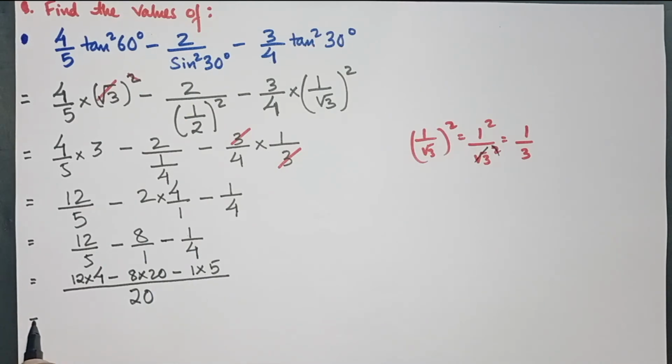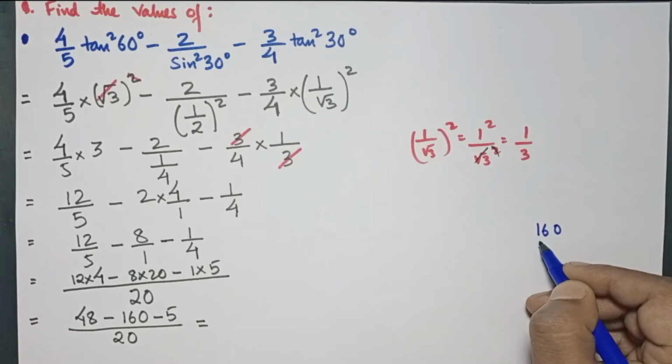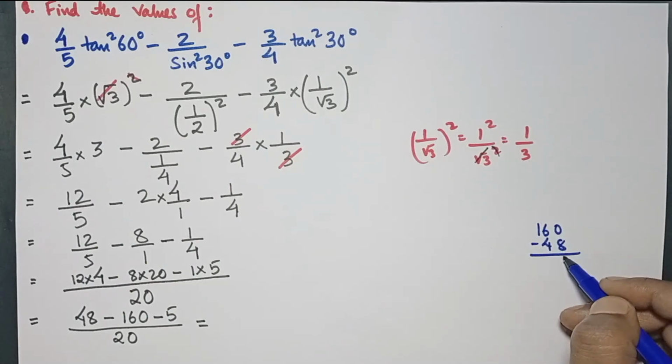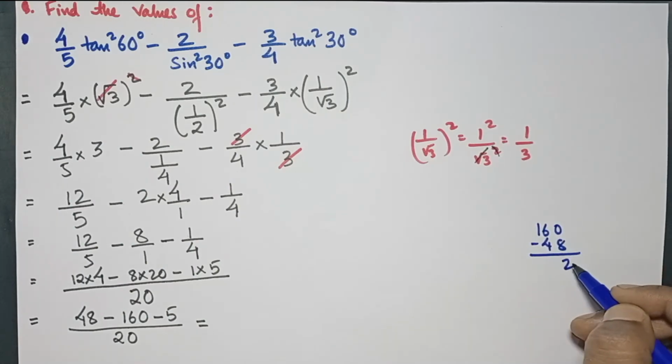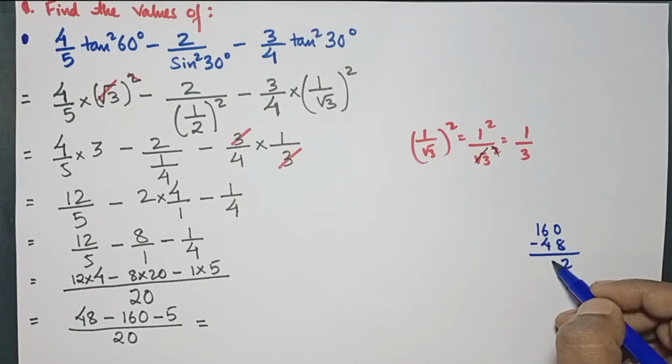Okay, so you can see now multiply: 12 4s are 48, minus 8 20s are 160 (8 2s are 16), minus 5 1s are 5, so divided by 20. Now you can see here plus minus, so plus minus is your minus, so you can do subtraction. So what you have is 160 minus 48. When you pass 1 it will come 10, 10 minus 8 is your 2. How much is here, 5, 5 minus 4 is your 1.